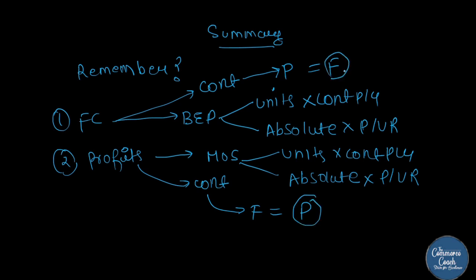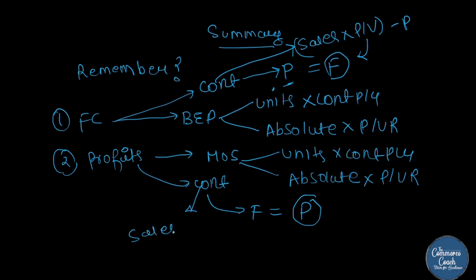As simple as that. Now more formulas can be derived because contribution can be found in more than one way, right? So if you multiply sales with PV ratio, and profit, as usual, you will get fixed cost. Now contribution can be found in the same way, with PV ratio, but now you have to deduct fixed cost, and you will get profit.